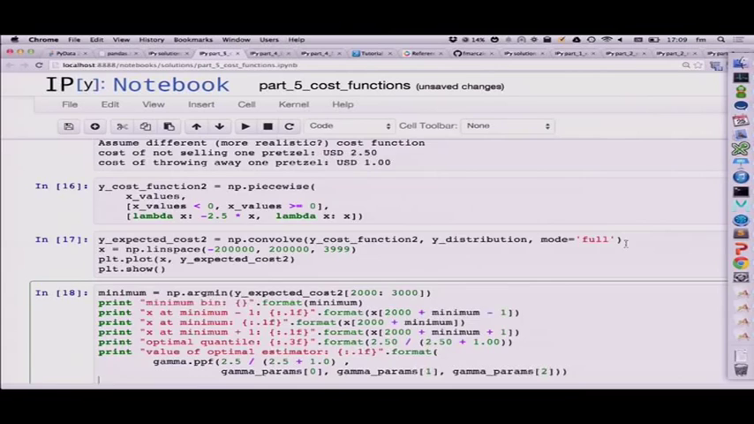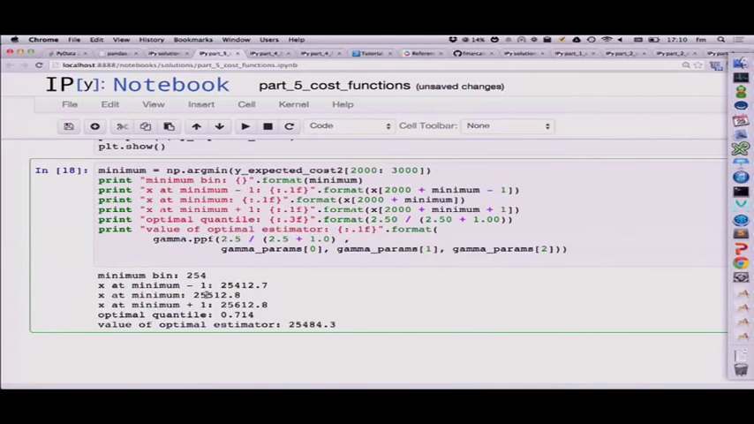Ah, okay. Our minimum is now at 25,000, and that's the 71% quantile of the distribution. So if you do the calculation of the formula on the slide, you will get 0.7 as the best estimator for that problem. So what do we learn? Depending on the problem, just predicting a mean or the median is not always the best guess. It always depends on the cost function.